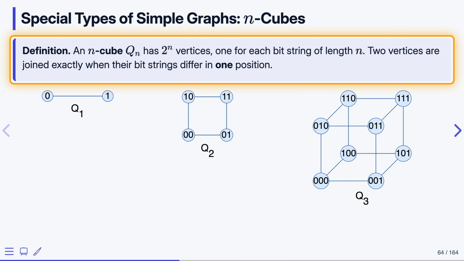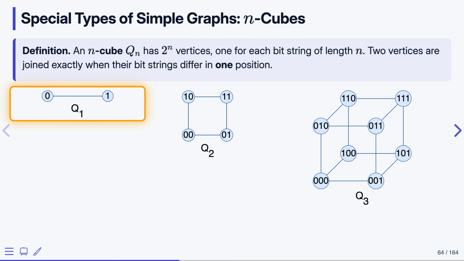This family is called the n-cube. Written as Qn, each vertex is a bit string of length n, and so Qn has 2 to the power n vertices. We put an edge between 2 vertices when their bit strings differ in exactly 1 bit.